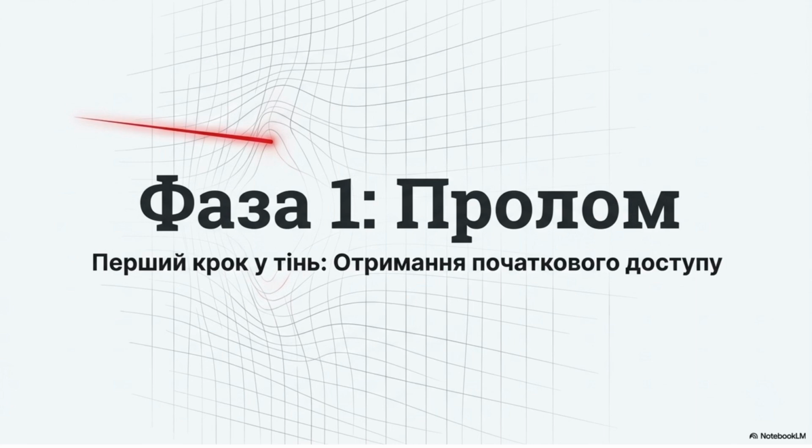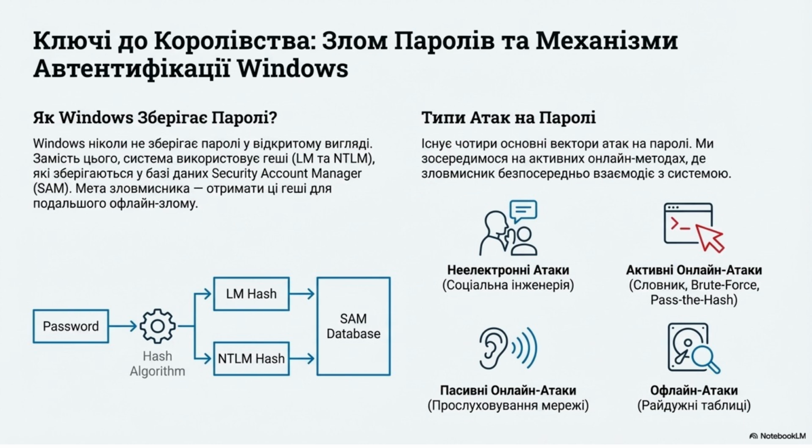Phase 1. Breach. This is the first step into the shadows, focusing on obtaining initial access to the system. Keys to the kingdom involve breaking Windows passwords and authentication mechanisms. Windows stores passwords as LM and NTLM hashes in the SAM database, which can be extracted for offline cracking. Password attack types include non-electronic, active, passive, and offline attacks.